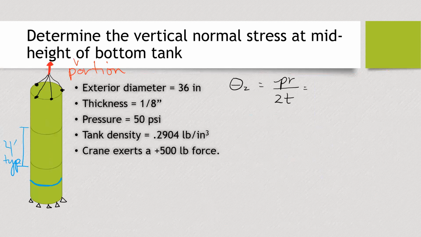So we have 50 psi. The radius is going to be, the outside radius would be 18 inches. Then we need to subtract 1/8 of an inch because we want the inside radius. And we're dividing by 2 and we're dividing by the thickness. So what do we get for that stress?